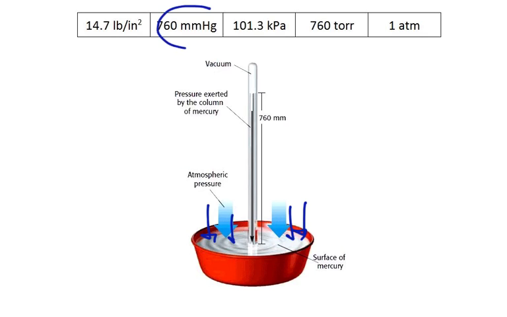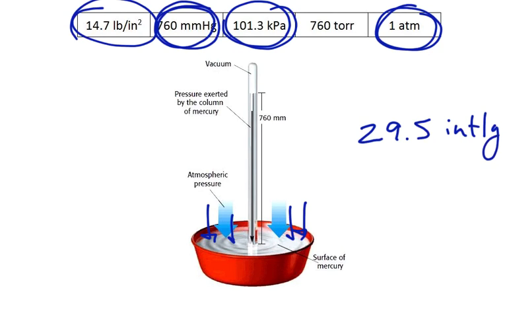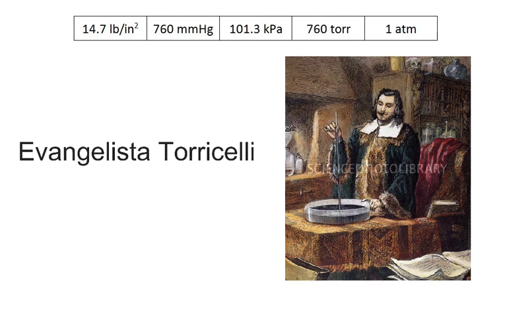But 760 millimeters is the same pressure as 1 atmosphere, it's the same pressure as 14.7 pounds per square inch, and it's the same pressure as 101.3 kilopascals. Now, in the weather, once in a while you hear about inches of mercury is the way they usually talk about it. So say the pressure today is 29.5, and they're talking about inches of mercury. But for us, we always do things in millimeters of mercury.